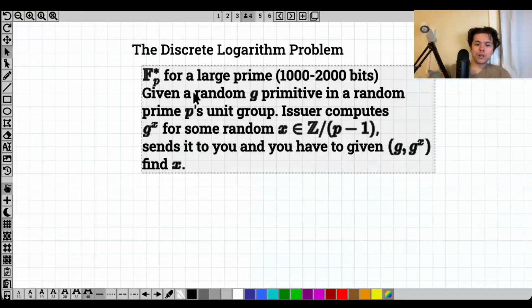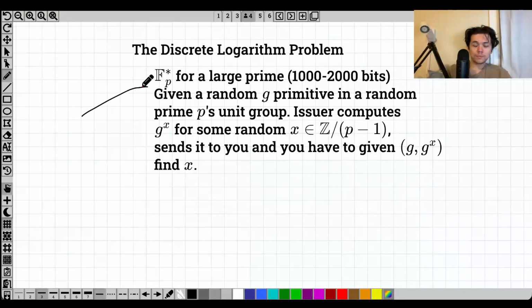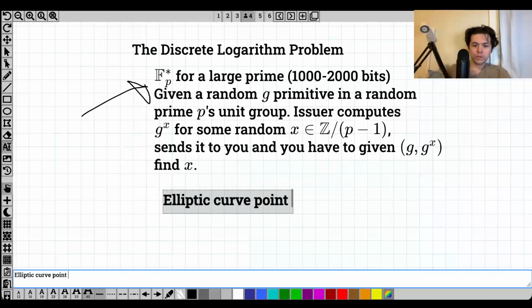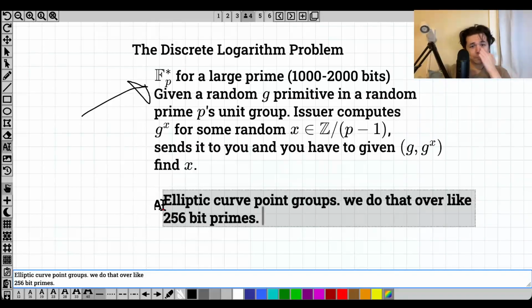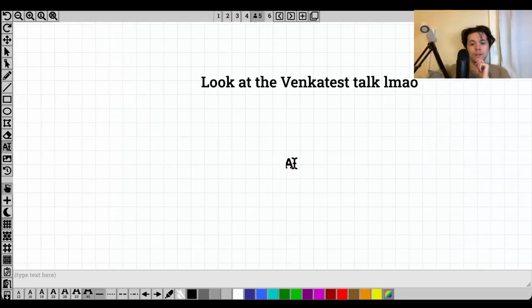But a lot of cryptography literally uses a discrete logarithm problem over F_p star. It also does it over elliptic curves, curve point groups, where we call it a discrete log, but we don't really have to call it a discrete log because I don't think people often think of the elliptic curve group law as being multiplication. They think of it additively. But if you think of it multiplicatively, it's like discrete log. And we do that over like 256-bit primes. And that could be a video too if you let me know that you want me to talk more about that. So let's talk about an example.